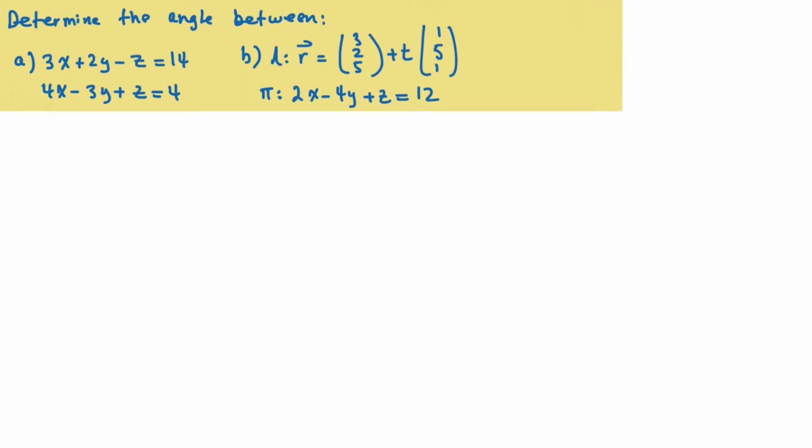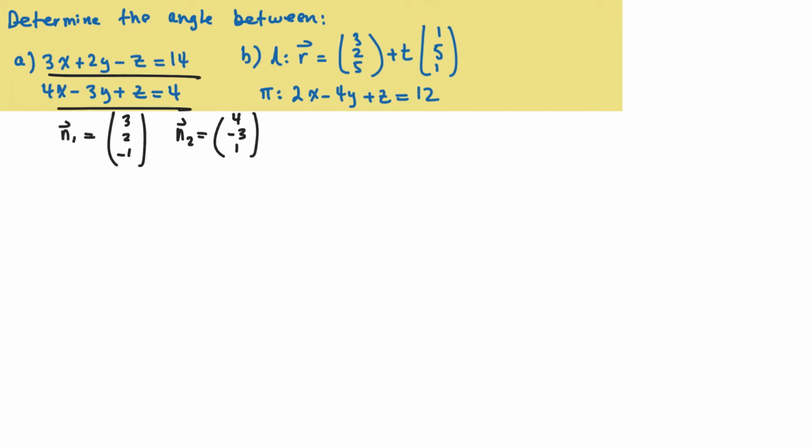We want to determine the angle for part A between two planes that are both given to us in the Cartesian form. We can find a normal to the first equation here that will have components that are the coefficients of x, y, and z. So for the first one, we get 3, 2, and -1. And for n2, our components are going to be 4, -3, and 1. Again, those are the coefficients of x, y, and z.